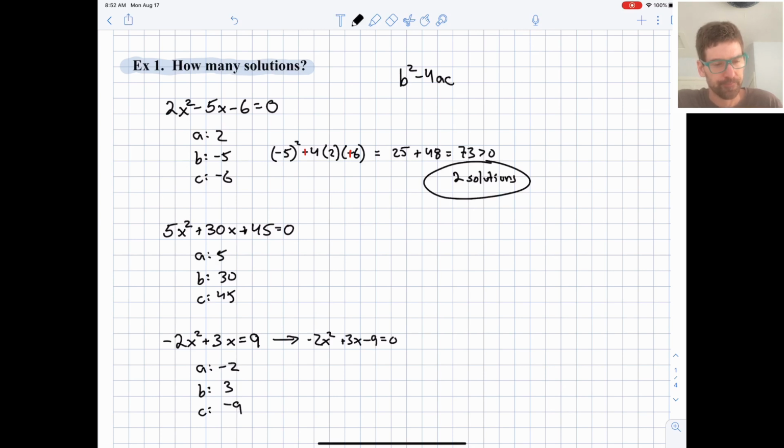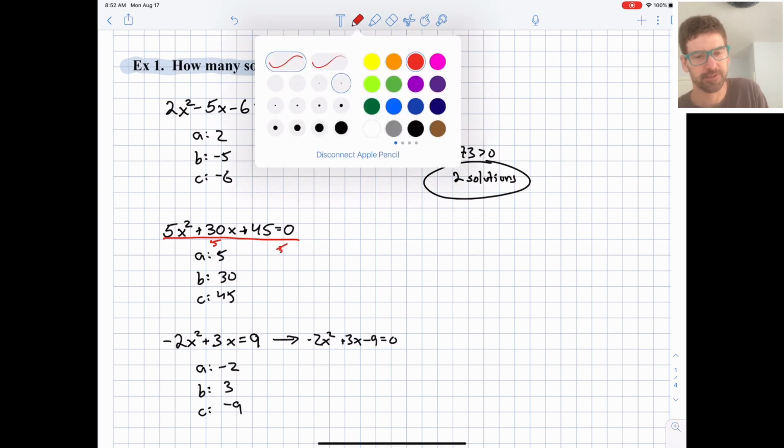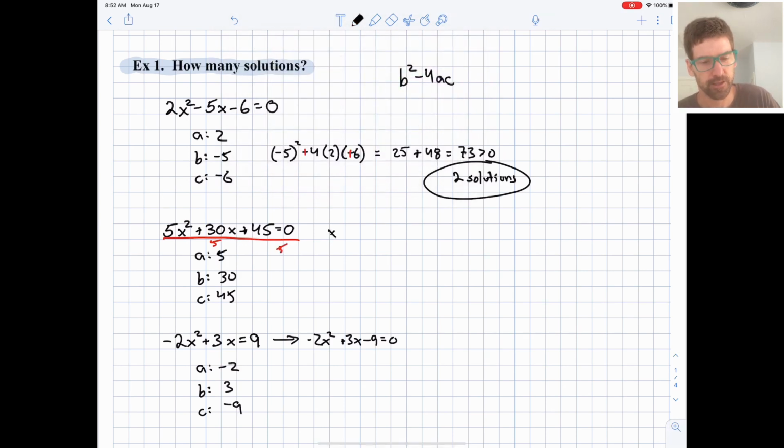All right, next one. And another quick tip, one thing I could have done here to make the numbers a little smaller, in fact, why don't I do that right now? Let's just divide everything by 5. And that's going to make all my numbers just easier to work with, less likely to make a mistake.